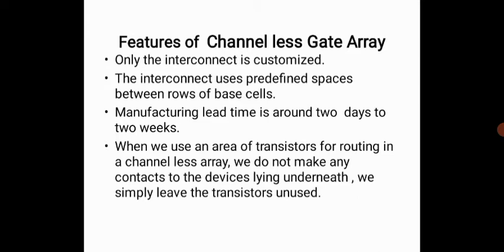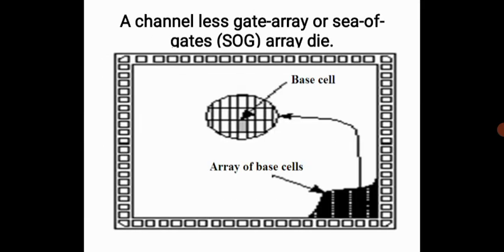When we use an area of the transistors for routing in the channelless gate array, we do not make any contact to the devices lying underneath. We simply leave the transistors unused. So some transistors are unused in the channelless gate array.